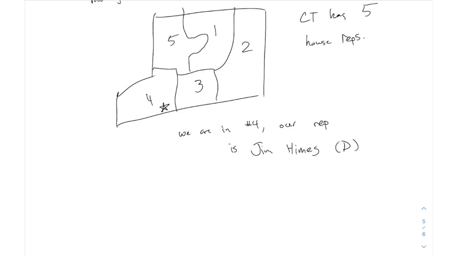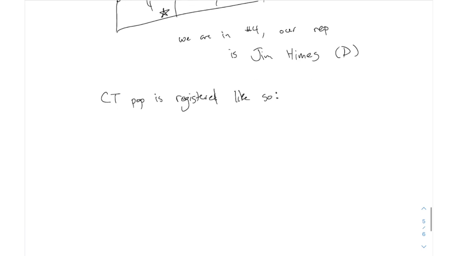Check it out. When it comes to the population of Connecticut, the population is registered in the political parties like so. If you just look at Democrats versus Republicans in the state of Connecticut, ignoring the independent registered voters, it's about 65% Democrat and about 35% Republican.